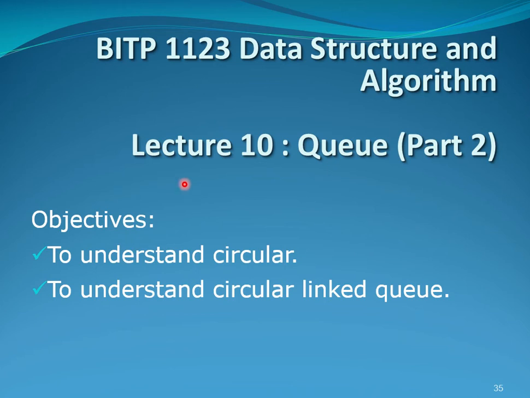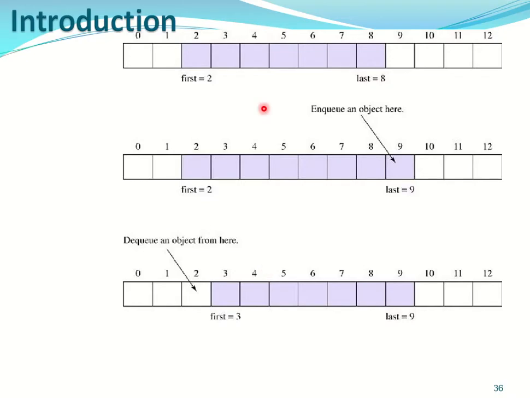Okay, now we continue our topic queue, part 2, where we look into another concept of queue, the circular queue. Previously, when we learned about queue, we have a list of items. We have a front and rear. But in this example, they use another term: first as the front of the queue, and last for the rear of the queue. So first and last.